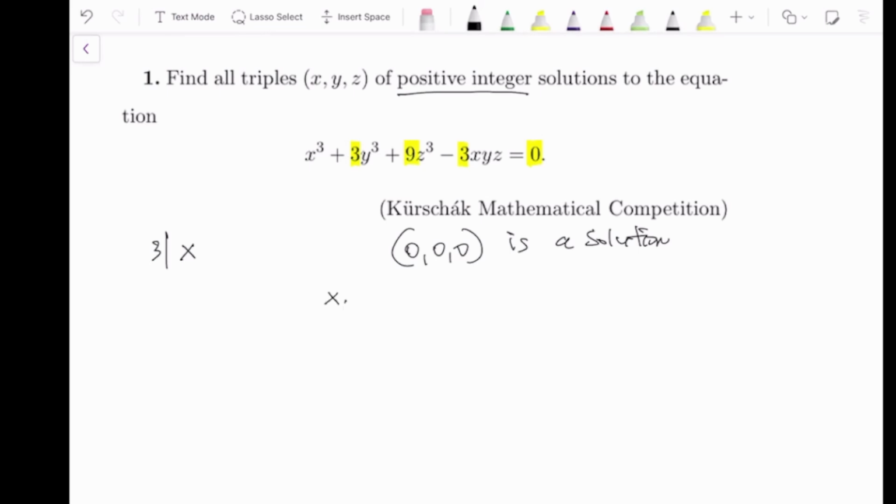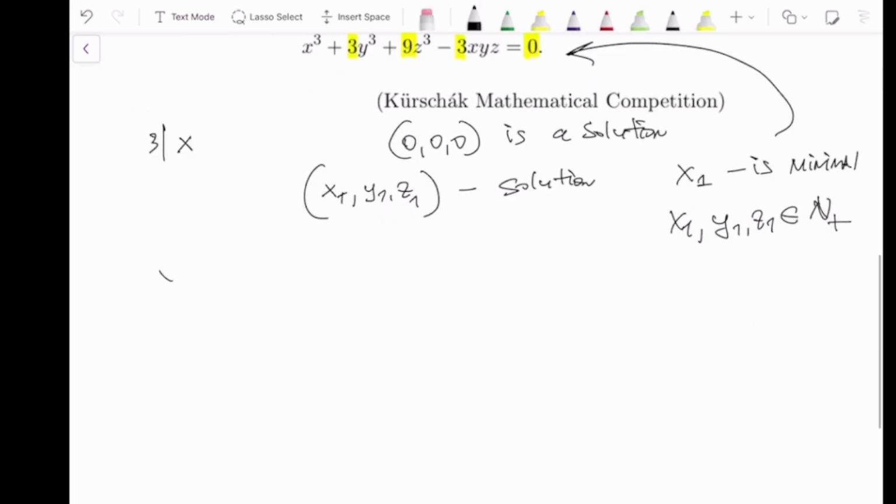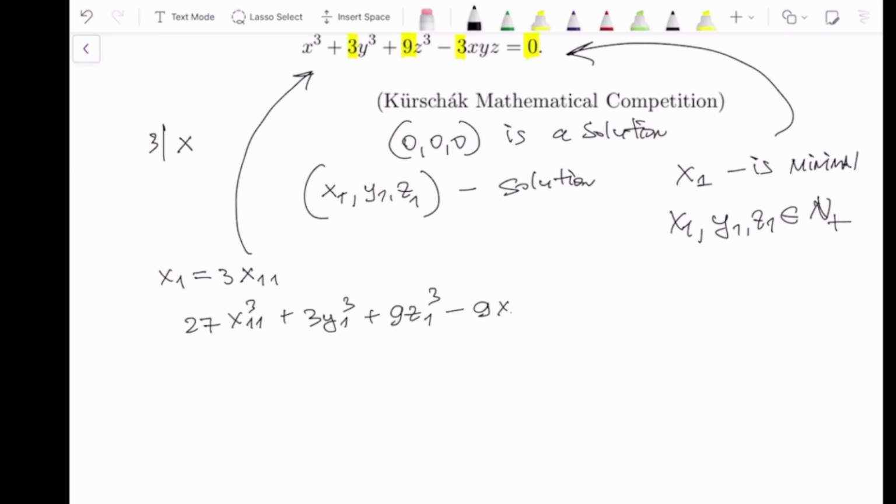Let's assume that x1, y1 and z1 is a solution where x1 is minimal across all possible solutions to this equation, and x1, y1 and z1 are positive integers. As we can see, x1 is divisible by 3, so we can write x1 = 3x11. Let's plug that into the original equation. We will get, let's divide by 3 and rearrange.